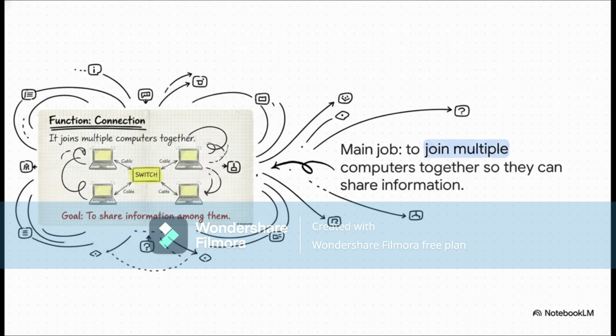And this picture shows that main job perfectly. You can see the switch sitting right there in the middle, kind of like a central station connecting all the different computers. The goal is simple, but it's really powerful. Let all these separate machines share information. Without that switch, they'd just be lonely little islands. But with it, they become a connected community.